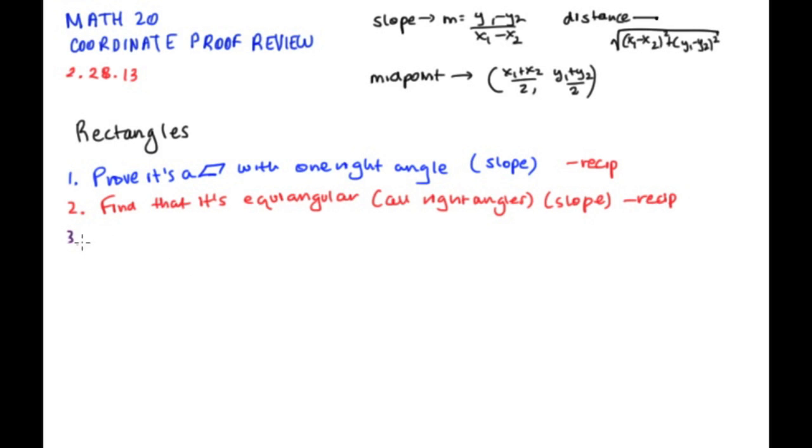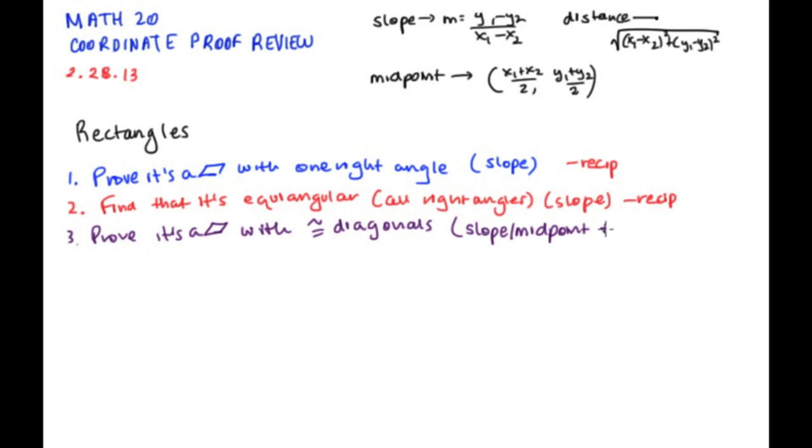And the last way is to, again, prove it's a parallelogram, but it has congruent diagonals. You can do slope or whatever. And then you have to do a distance to prove the diagonals are congruent. So that's pretty much it for rectangles.